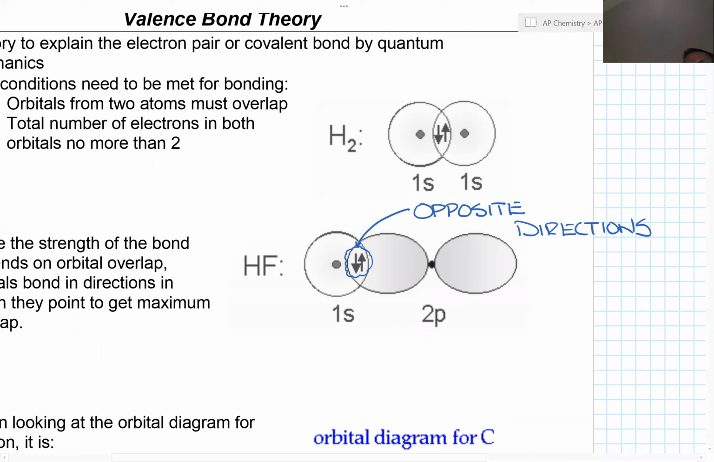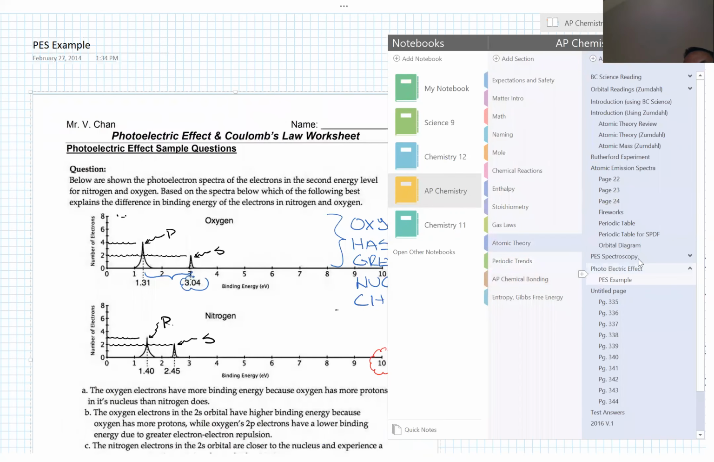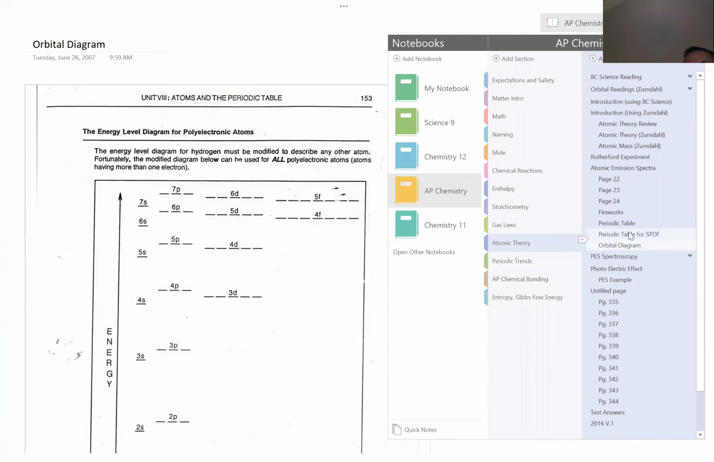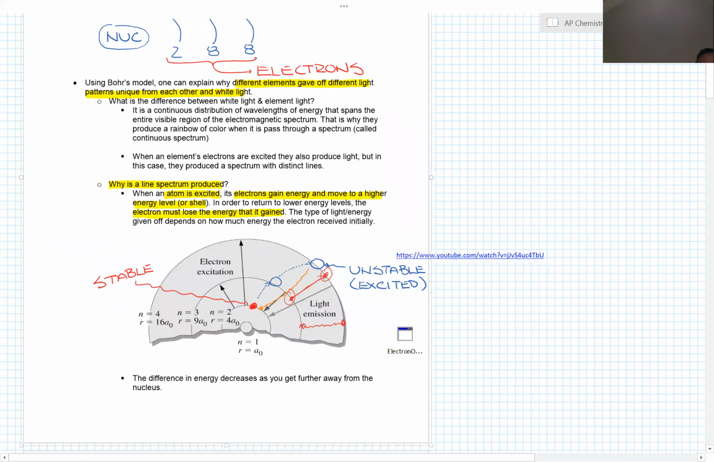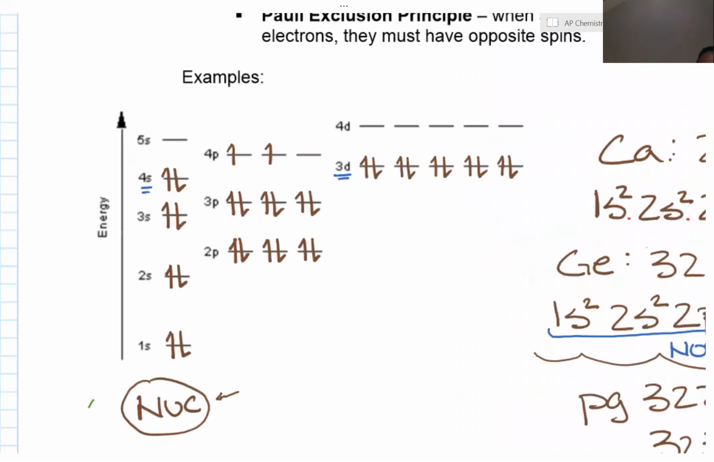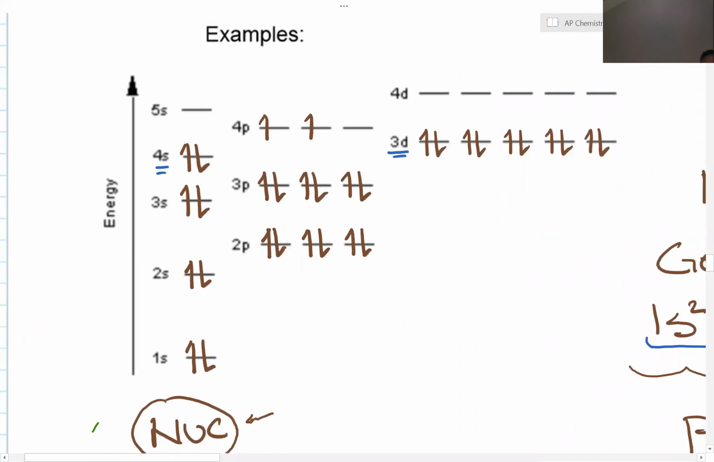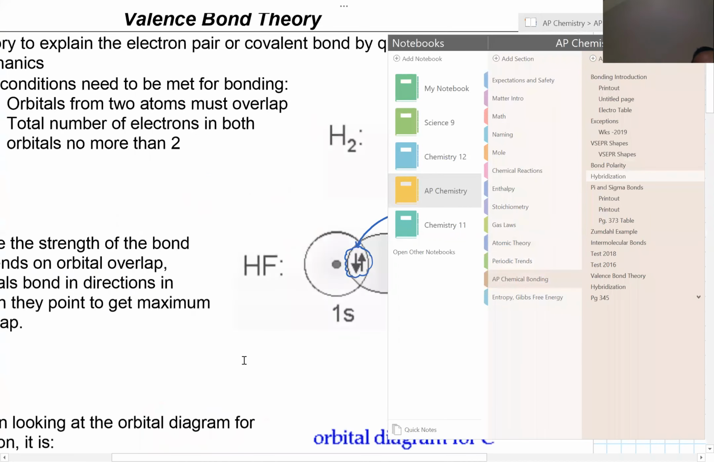Now, where you have seen this before is probably when we were doing atomic theory, and for those of you that did orbital diagrams, remember when you did the SPDF and the electron configurations. When we were drawing the electrons as arrows, they were in opposite directions, okay, to minimize the repulsion. So that is still prevalent.